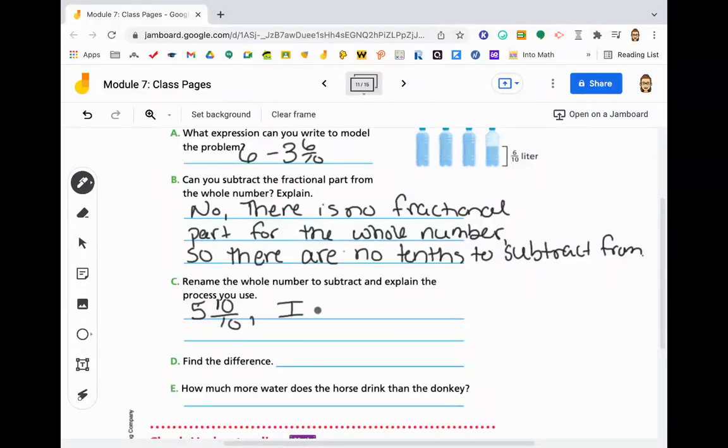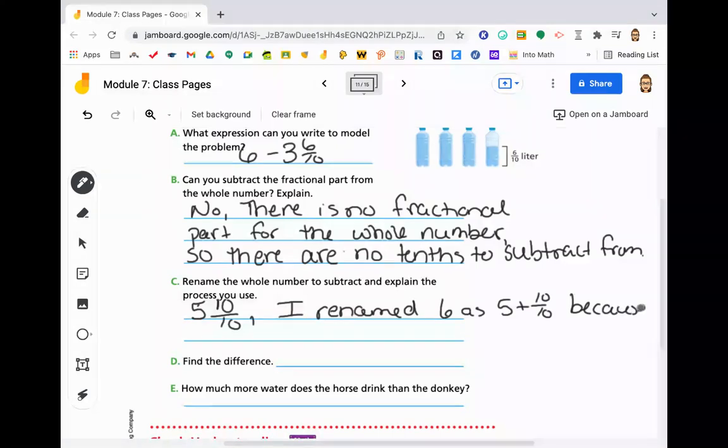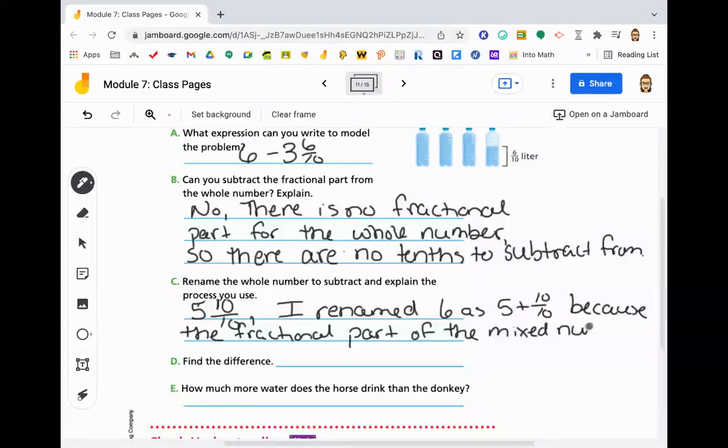So basically, I renamed 6 as 5 plus 10 tenths because the fractional part of the mixed number is 6 tenths.